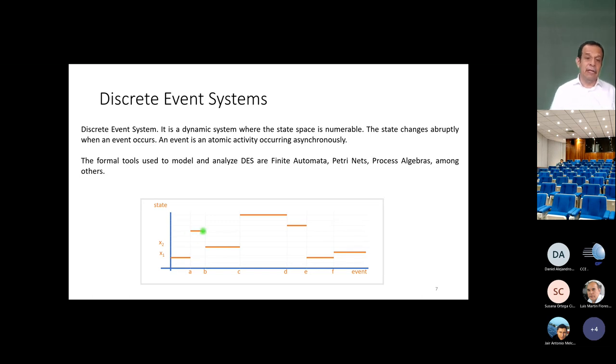Here, the paradigm of differential equations cannot be used to model this system because, as you can see, the derivative of this state doesn't exist. So instead, we use other kinds of formal tools, such as finite automata, Petri nets, process algebra, Boolean algebra, and many others. In this presentation, I will use Petri nets because they capture all the characteristics of these discrete event systems, such as causal relationships, mutual exclusion, synchronization, concurrence, etc. And also the models that I obtain using this tool are very compact.